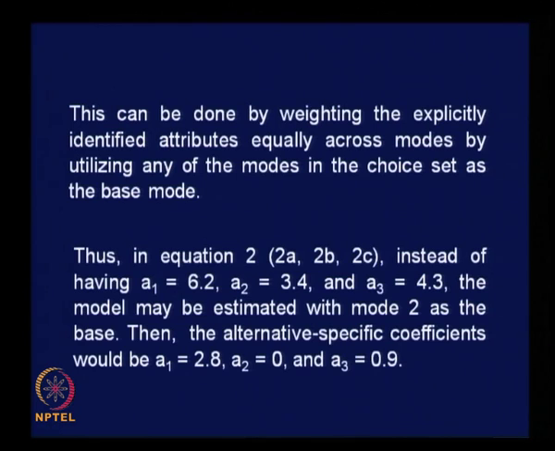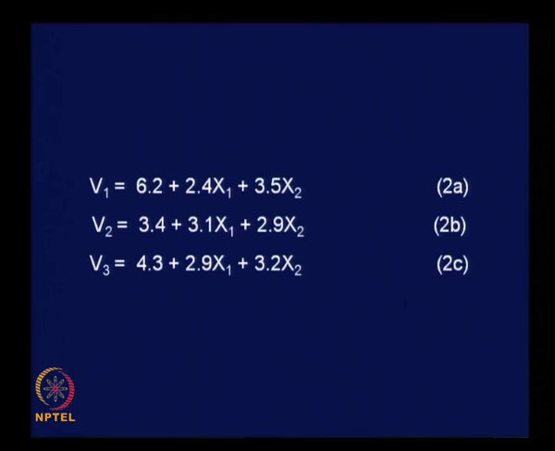Thus in equation 2, which we have seen in the last class, for the benefit of recollecting what we did, I will just show you the 3 equations. This is what we saw under the mode specific case, 3 utility functions for 3 alternative modes, right. Look at the constant terms. For V1 it is 6.2, for V2 3.4, for V3 it is 4.3. Now the question is, can we just modify these constant terms in relation to a base mode?